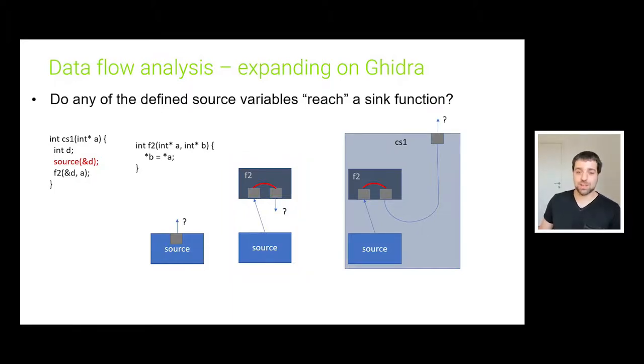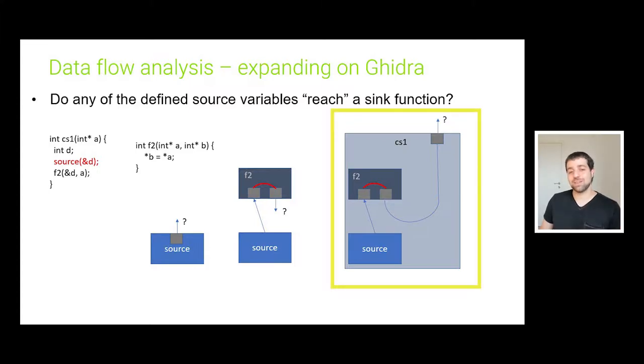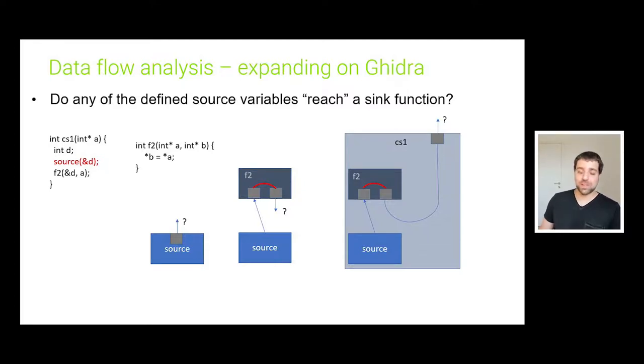Then, for example, using Ghidra's analysis, it will see that function f2 writes the tainted variable to an output variable. This could also be a return argument, for example. But it knows now that it writes the tainted variable to b. And then it will pop back up the stack, see that b is actually a here, and a is an output variable of cs1. So basically, what it deduced is that the source is coming out of this function cs1 as the first output argument, with the name a.